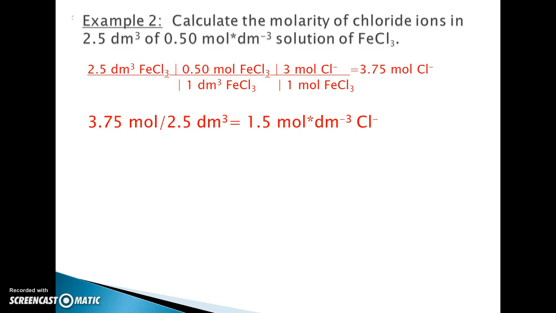Another way to think about this that's a lot shorter is say, okay, if I know the concentration of iron chloride, and I know that for every 1 iron chloride, I produce 3 chloride ions, well, the concentration of chloride ions must be 3 times greater. So I can just say the original concentration times 3.